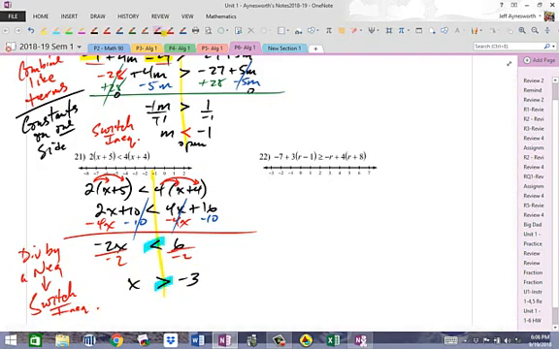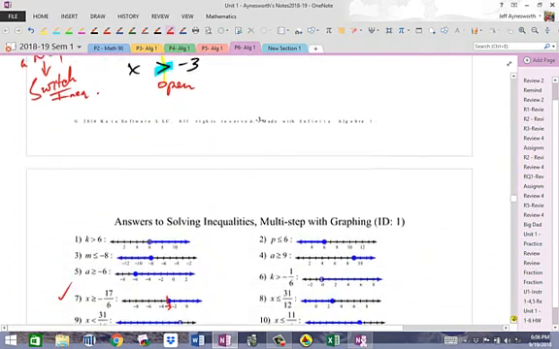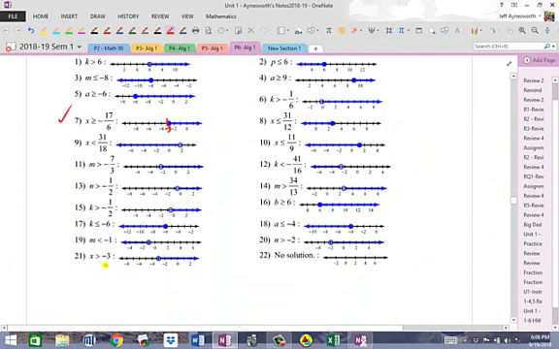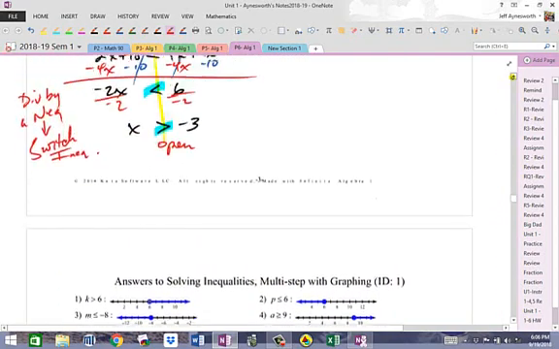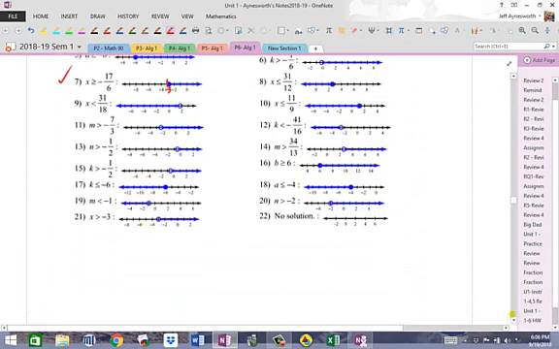And so this is going to be open at negative 3 and to the right. So find your reference point, which is right here, and then all numbers that are greater than always lie to the right. All right, and then you check it. That was 21. 21's right here. Oh yeah, that's right. So x is greater than negative 3. So we're good.